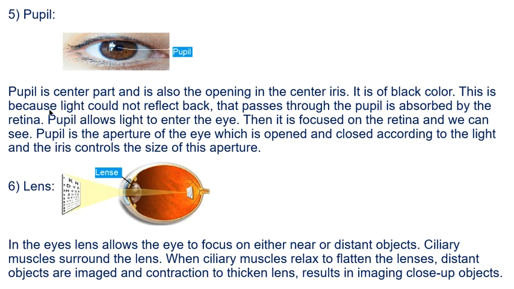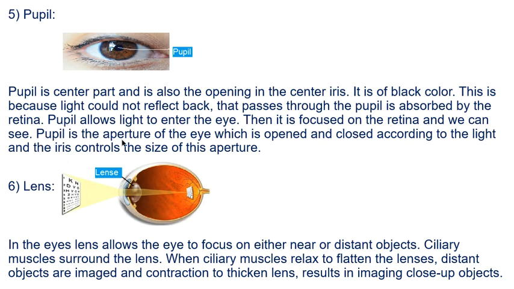This is because the light could not reflect back that passes through the pupil and is absorbed by the retina. The pupil allows light to enter the eye. Then it is focused on the retina and we can see. Clear? Light enters through this pupil and passes through the lens and then up to the retina so that an image is formed.